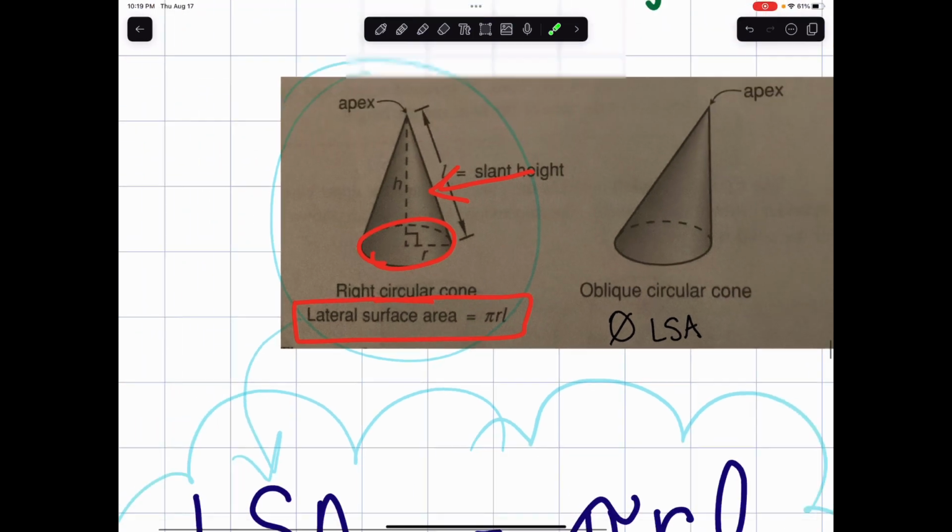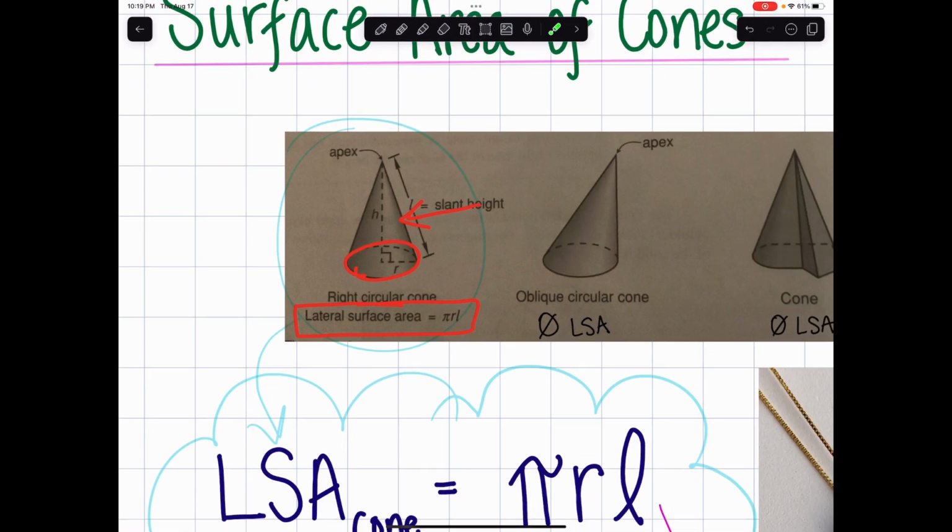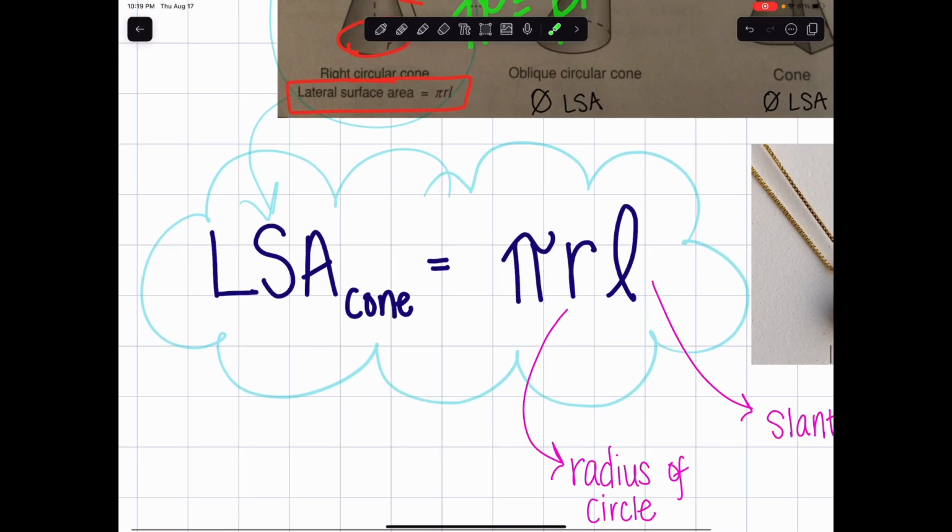And the way I remember that is pi is pi. What if I spelled it out? Instead of having that pi, what if I spelled it out?